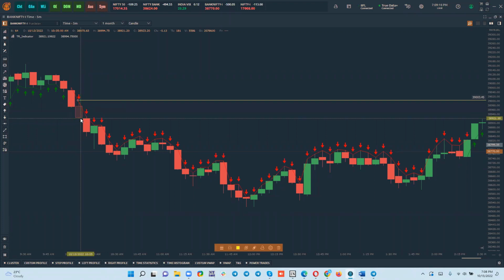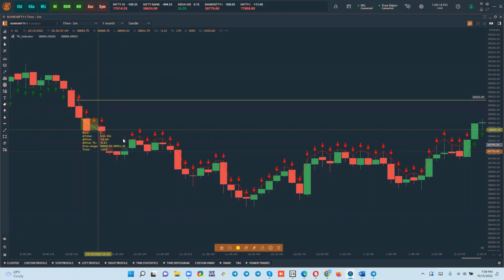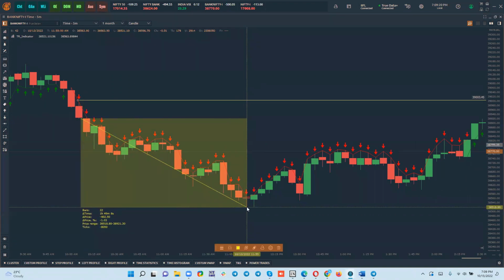Now if you enter a trade here, you got a complete move up to this level. I'm not saying that you will take the entire move. You can decide. You've taken an 80-point risk. If you are making a 1:1 ratio profit, probably you can start trailing your stop loss.